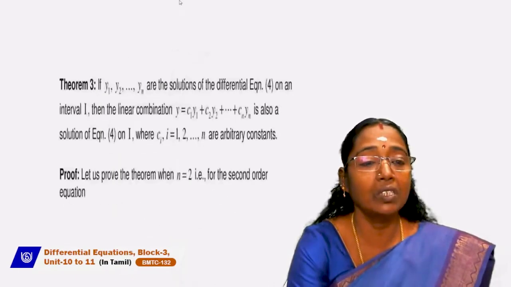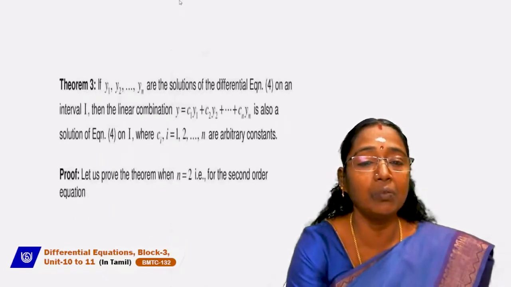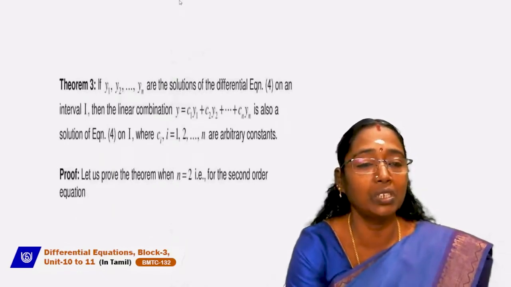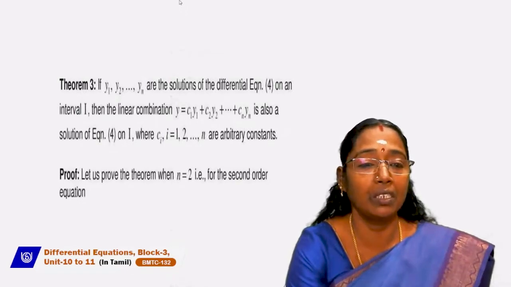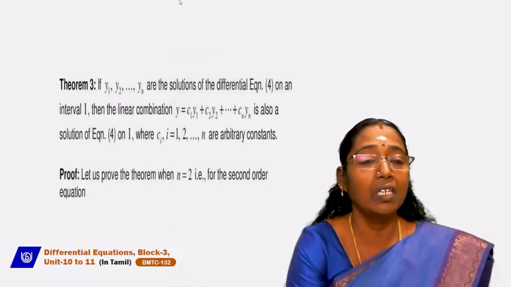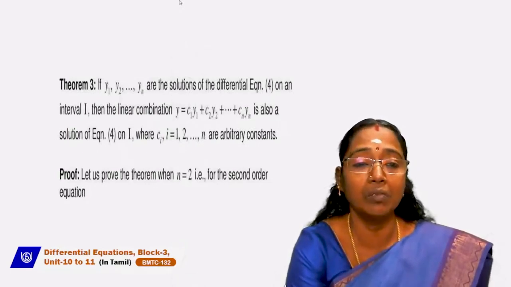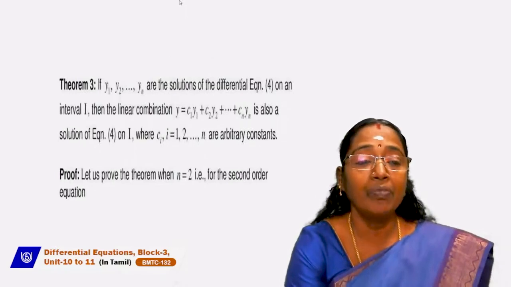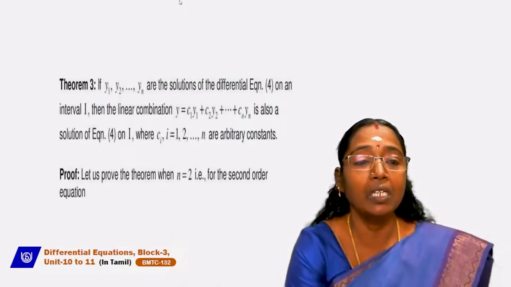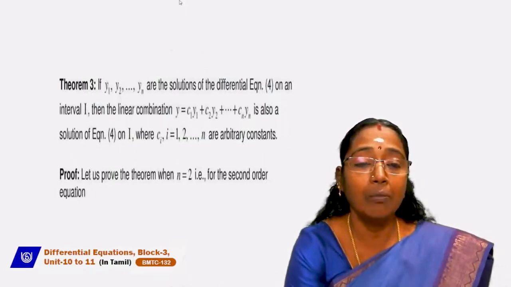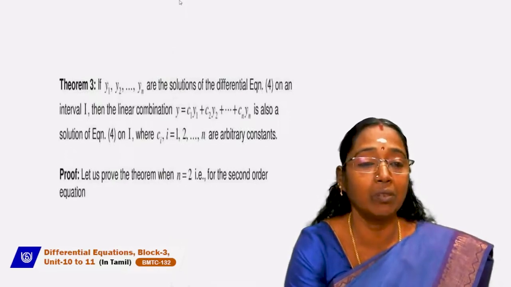And then we come across this theorem. This theorem will play a major role throughout this section. If y1, y2, etc., yn are solutions of the differential equation on the interval I, then the linear combination is also a solution. The differential equation will be an nth order differential equation, namely a naught d power n y by dx power n plus a1 d power n minus 1 y by dx power n minus 1 plus etc. The last term will be the constant term, and that is equal to 0.